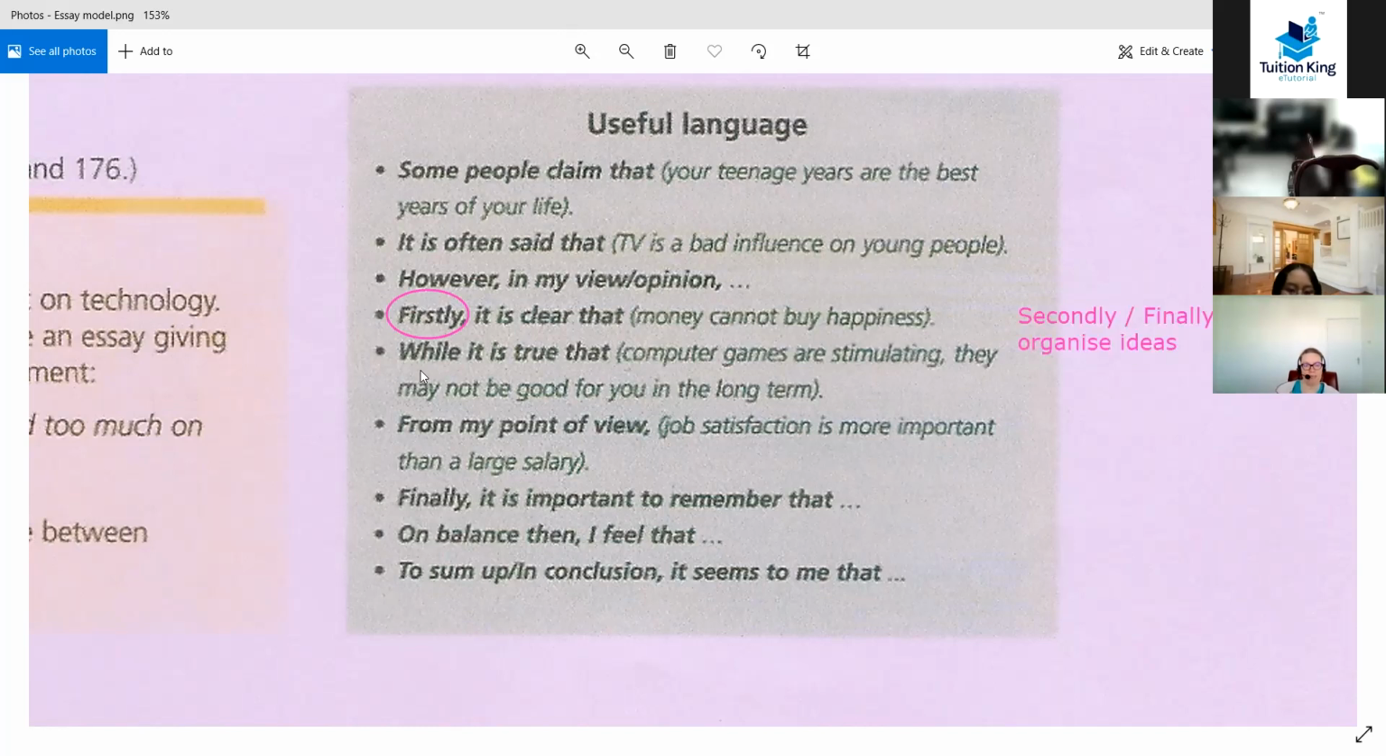All right, what about this expression here? This is a good one. While it is true that, what does this expression do? Does it add information? Does it express contrast or does it show cause and effect? No, it shows contrast, expresses contrast. Okay, so while it is true, express contrast.